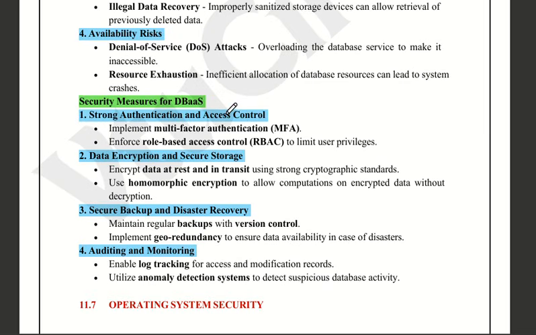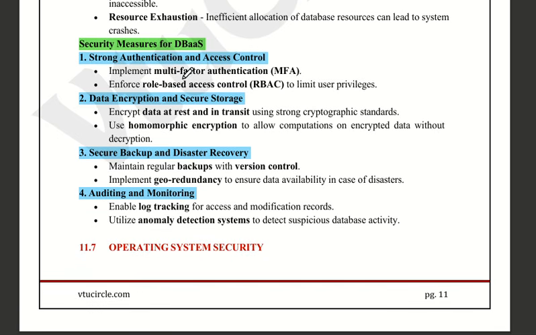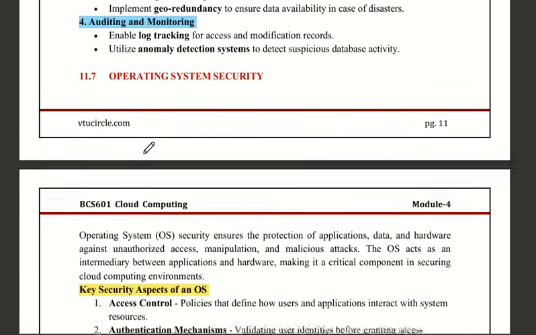Then let's see the security measures, the measures they have taken. First one is strong authentication and access control. Obviously we need very strong authentication to avoid hacking. Then data encryption and secure storage is also a security measure they have taken. And secure backup and disaster recovery. Then the fourth one, auditing and monitoring. These four points are there.